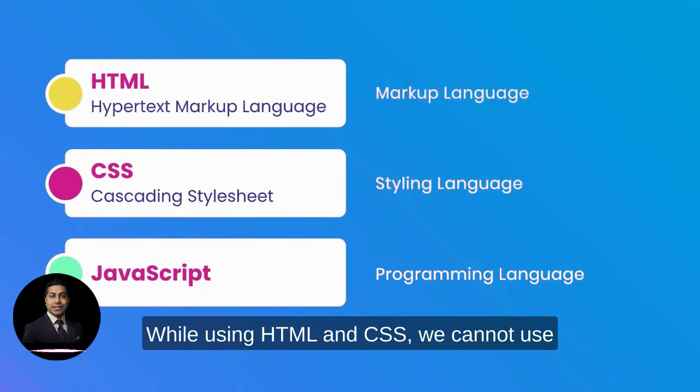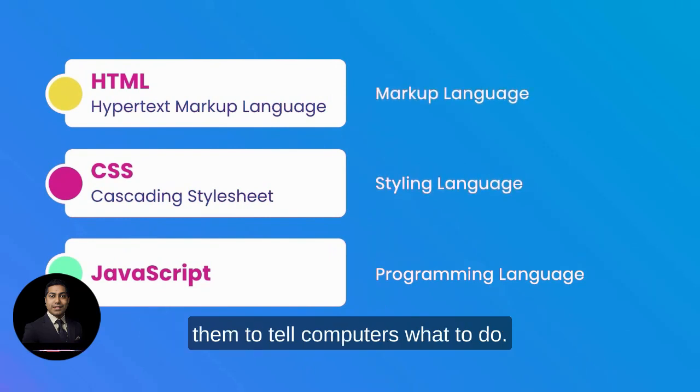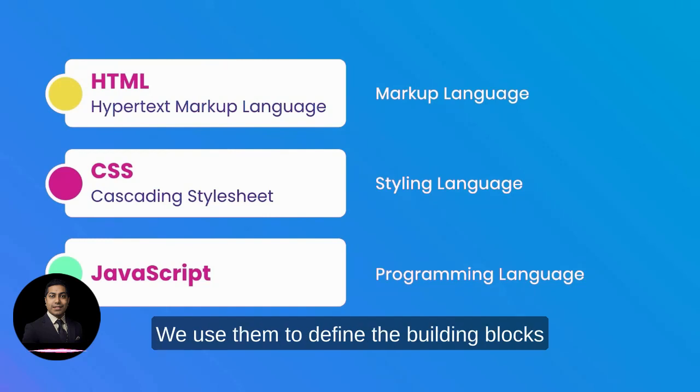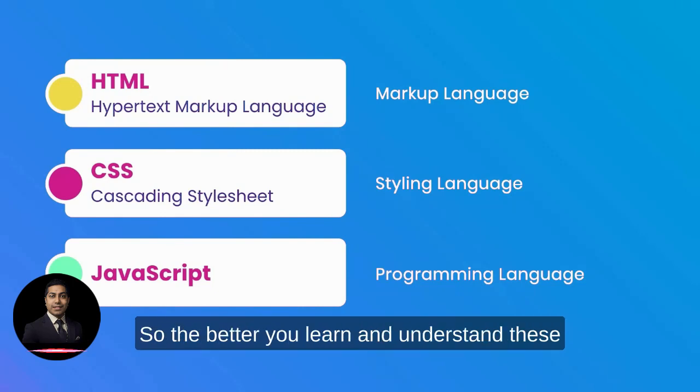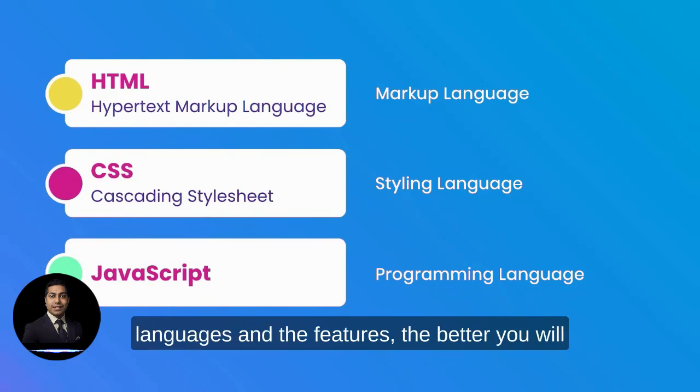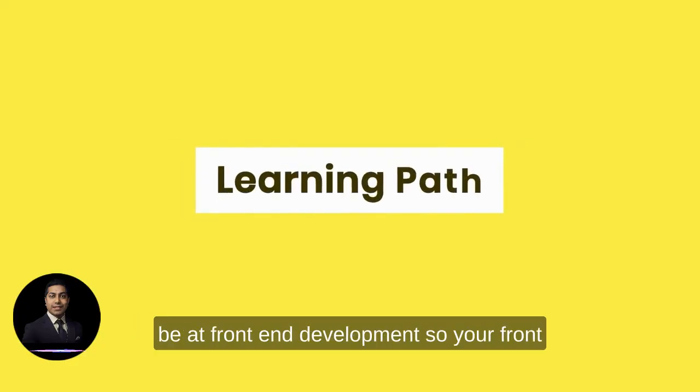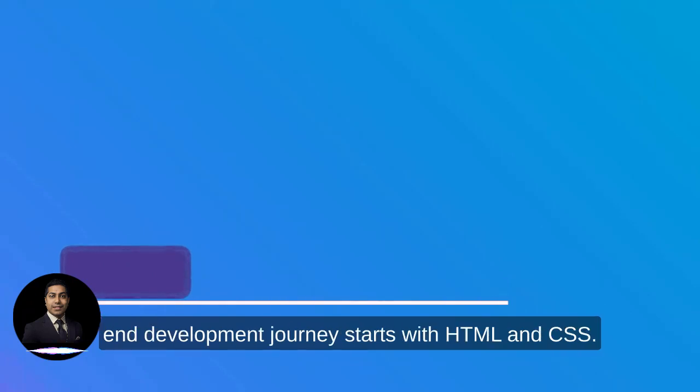While using HTML and CSS, we cannot use them to tell computers what to do. We use them to define the building blocks of our web pages and style them. Every web page you see on the internet is built with these three languages. So the better you learn and understand these languages and their features, the better you will be at front-end development. So your front-end development journey starts with HTML and CSS.